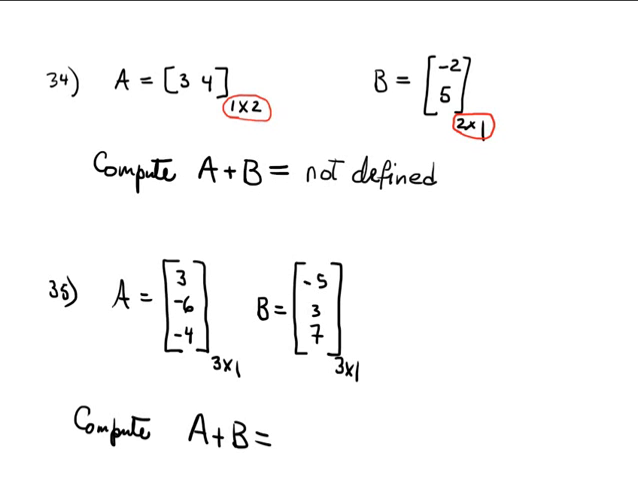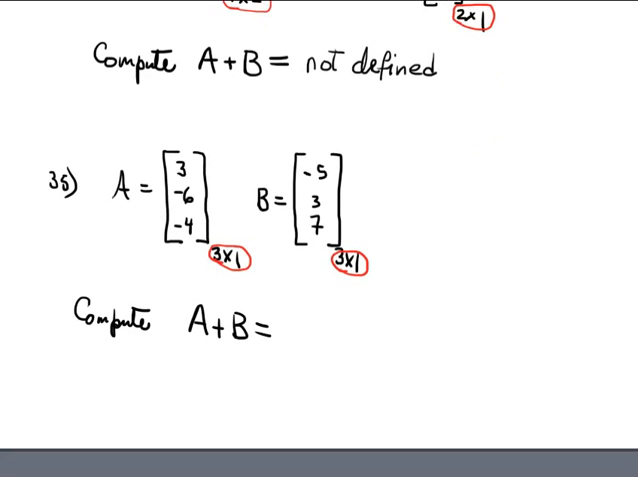35, yes, 35 is the dimension matching very well. It's 3 by 1, it's 3 by 1. Okay, so we expect a new vector, a new matrix. It's a vector when at least one dimension is 1. Okay, so the dimension is 3 by 1. So of course you add the associated components.